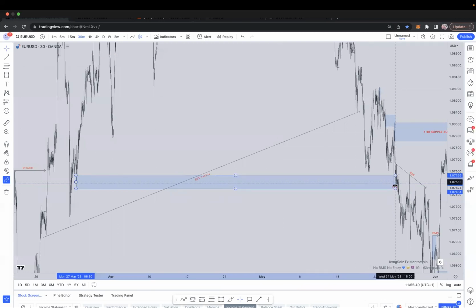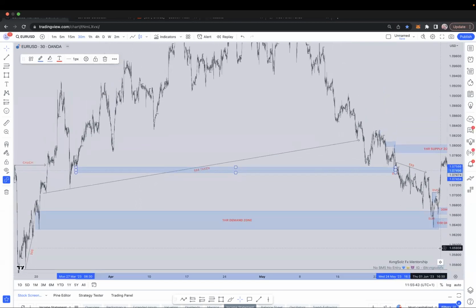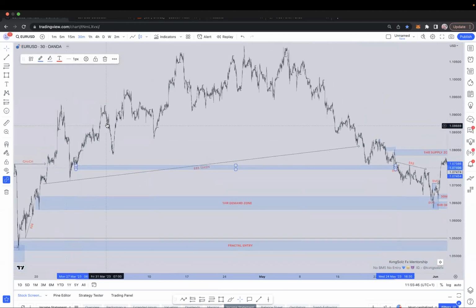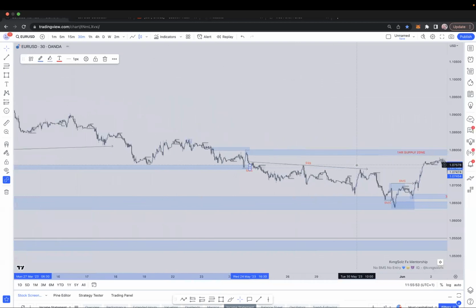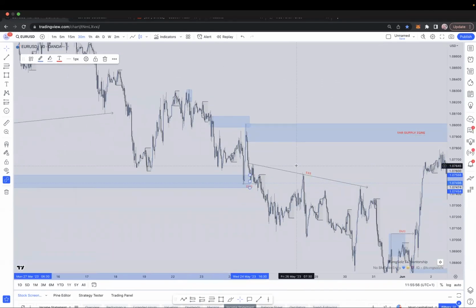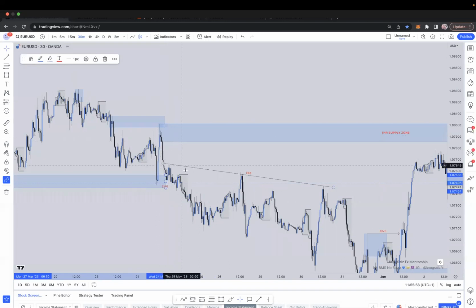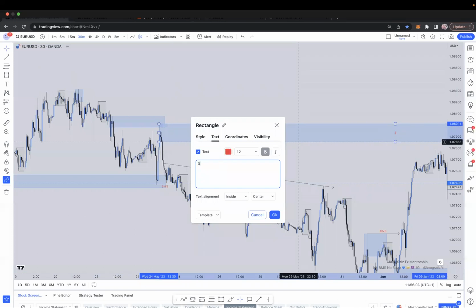Okay. And yes, all this stuff did work structure to the upside, right? And price came into this guy, reacted and failed it. Okay, so let me just say 30 minutes demand to supply flip. Okay. D2S flip. All right.